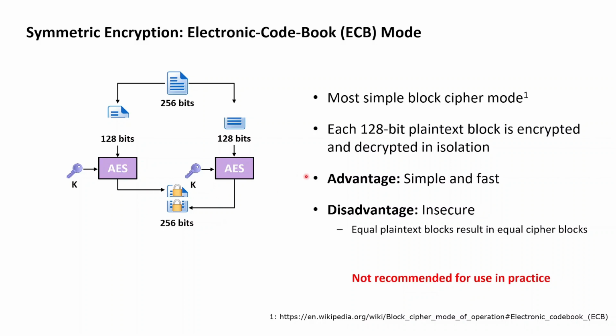The advantage of this ECB mode of operation is that ECB is conceptually very simple and very fast, as each 128-bit block can be encrypted and decrypted in isolation. However, ECB as a mode of operation is also highly insecure for encrypting any plaintext longer than 128 bits, as equal 128-bit plaintext blocks would result in equal ciphertext blocks and thus would leak information about the original plaintext.